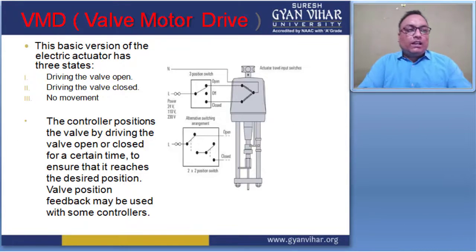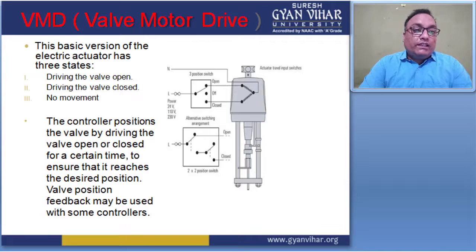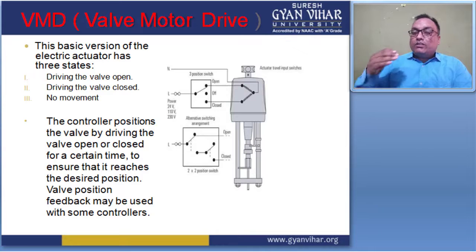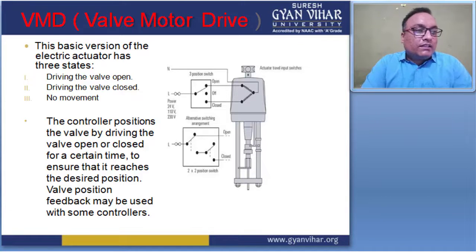And this is the valve motor drive, and this actuator is called the electrical actuator. It is used where a function requires very large force, such as opening the sluice gate in a dam, right? The basic version of this electric actuator has three states: driving the valve open, driving the valve closed, and no movement.